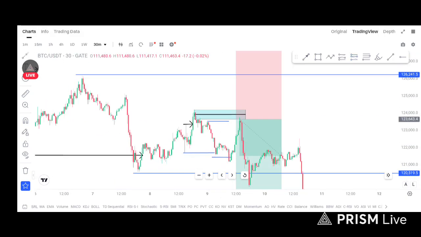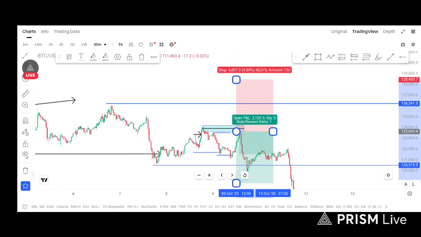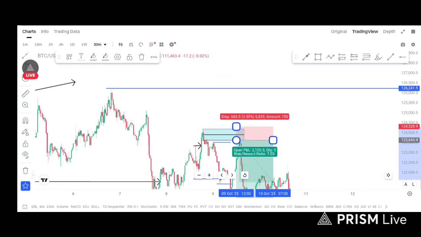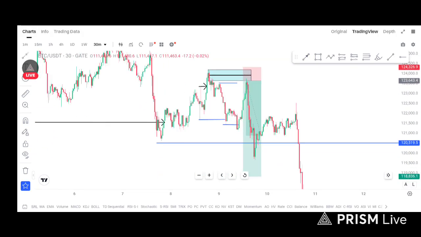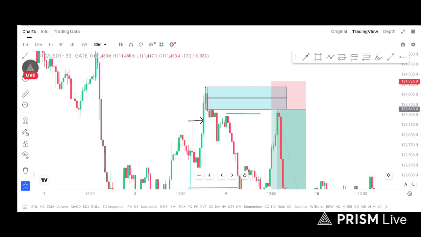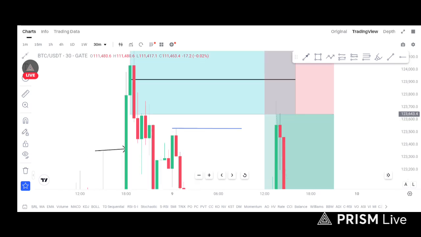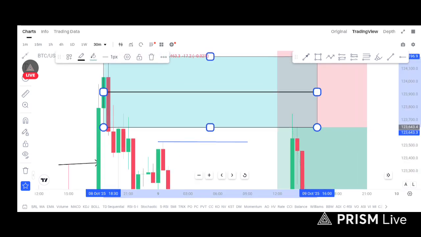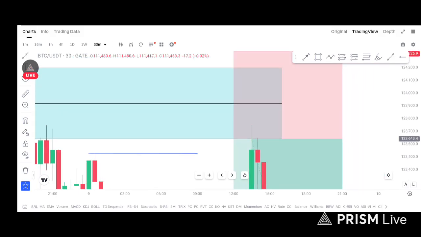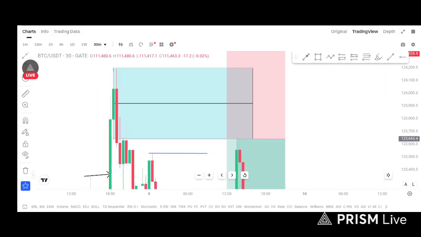And what can you see? Okay, let's zoom in very well. The market just came and tapped into that order block. I want to zoom in very well so I can see the tap. Are you seeing the tap there? It tapped into that order block.